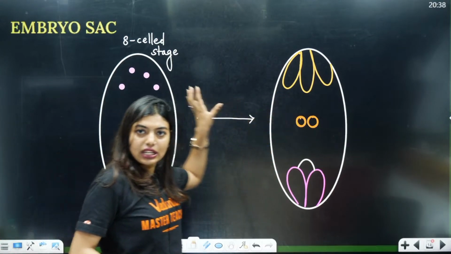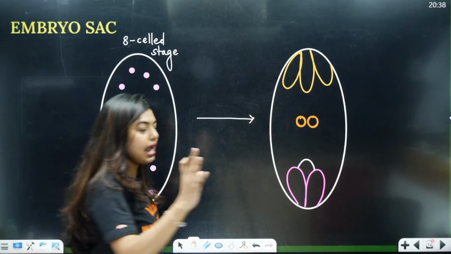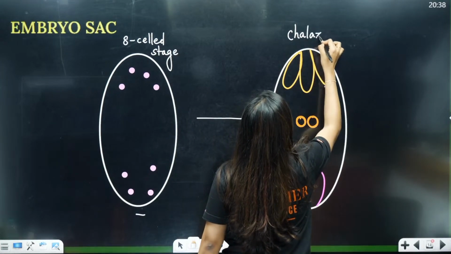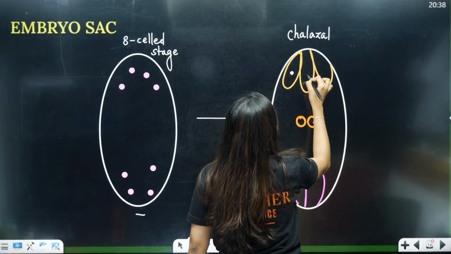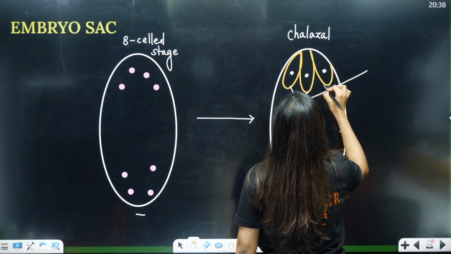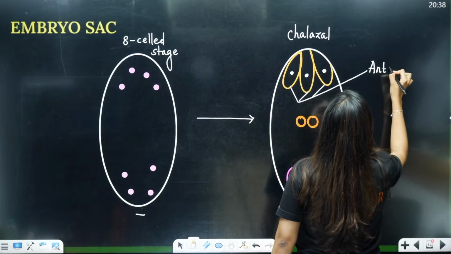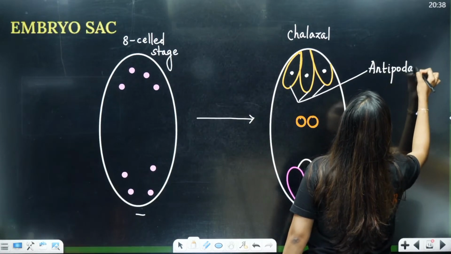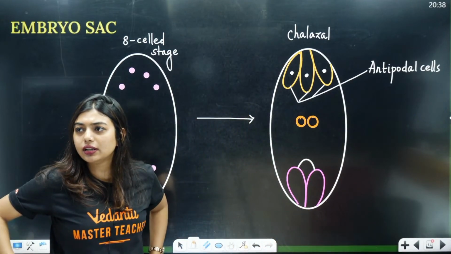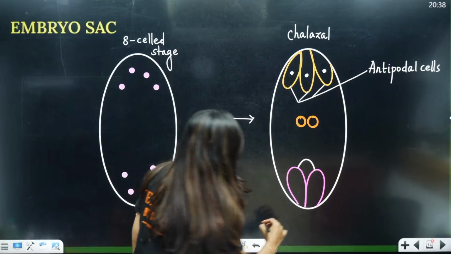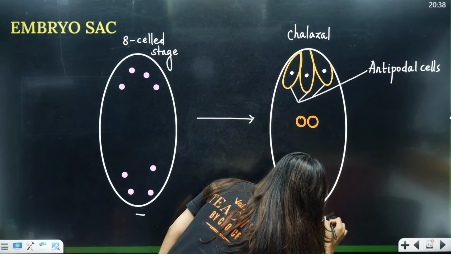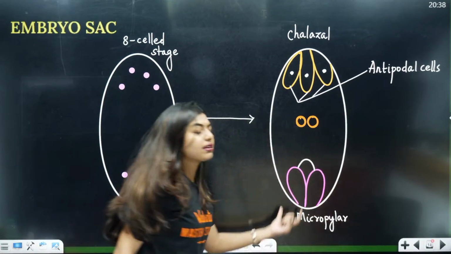Same way here also, from the 8 cell stage, scattering happened and 3 of the cells went to the chalazal end. The cells which are near the chalazal end are called antipodal cells. What cells, students? Your antipodal cells. And 3 of them ran to another corner. What is the other corner called? It is the micropylar corner. Okay, micropylar end.